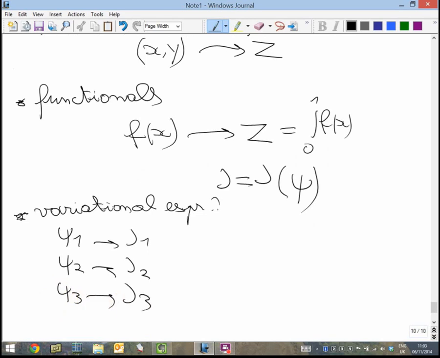And obviously, among all of these functions that I can plug into my functional, there will be one of them which gives rise to the smallest J, the smallest possible J that I can find. And this is a variational expression.